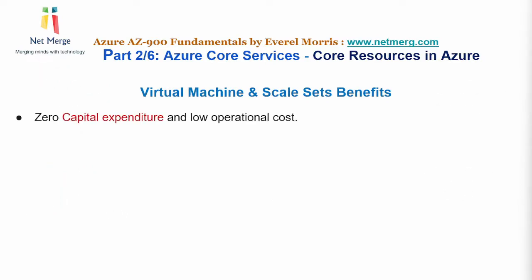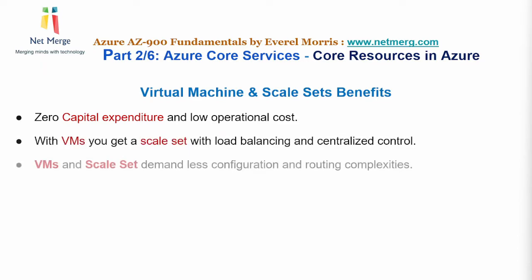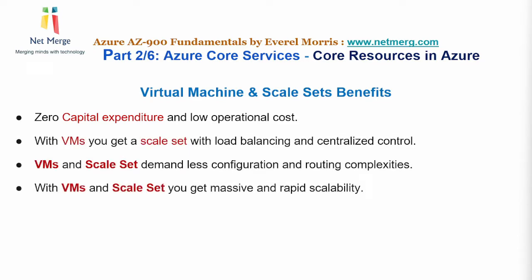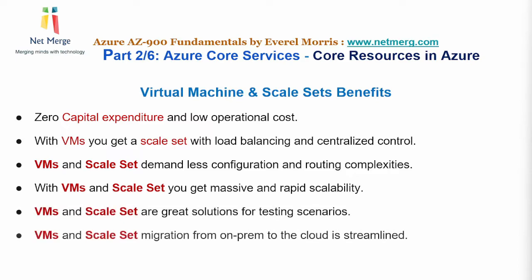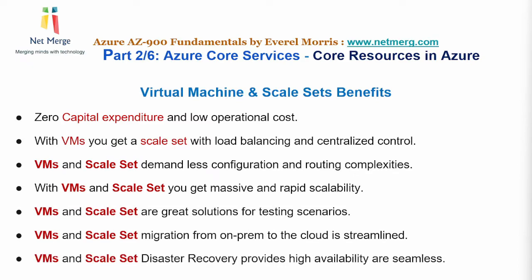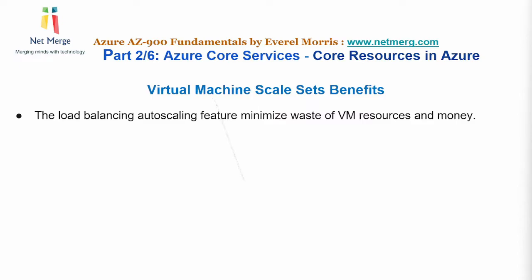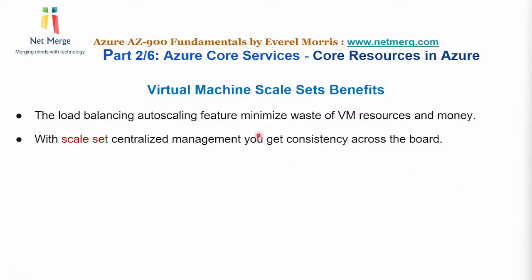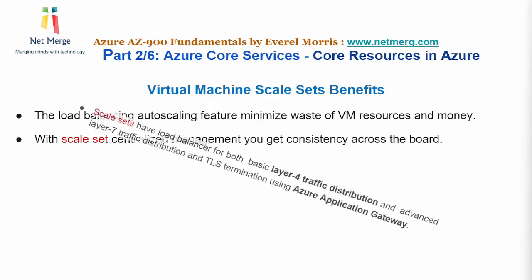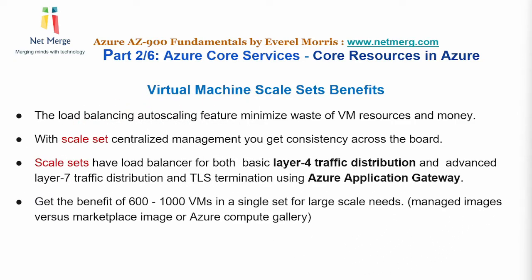Here are some of the benefits. Zero capital expenditure. Okay, those are some of the benefits you get with a virtual machine scale set. Again, load balancing and auto scaling is the one you want to focus on. It will allocate and deallocate virtual machines on a need basis systematically. With a scale set, you get centralized management and consistency across the board. So these again are more benefits you get from using virtual machine scale sets.